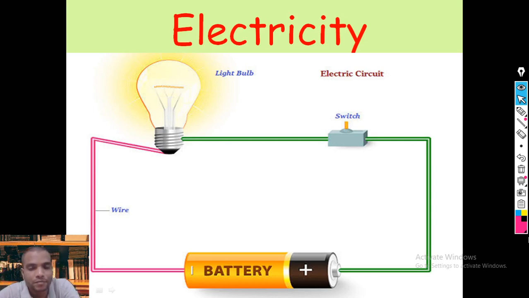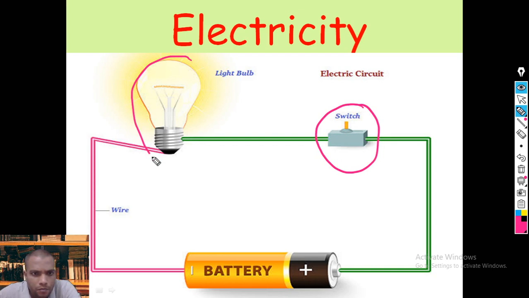Hello everyone. In today's class I would like to introduce a new concept, electricity. So we know the early basics of at least the switch and bulb and cell or battery and connecting wire.